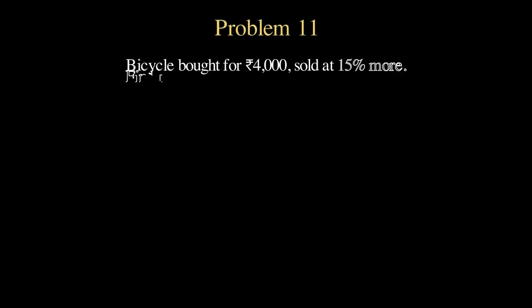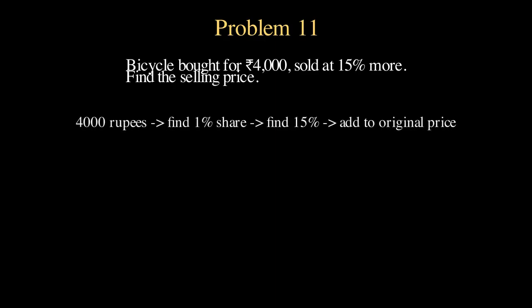A store bought a bicycle for 4,000 rupees and wants to sell it at a price that is 15% more than the buying price. At what price should the bicycle be sold? This is just like finding a percentage of a quantity, and then adding it on: we find what 1% of 4,000 rupees is worth, scale it up to 15%, and add that on top of the original price.